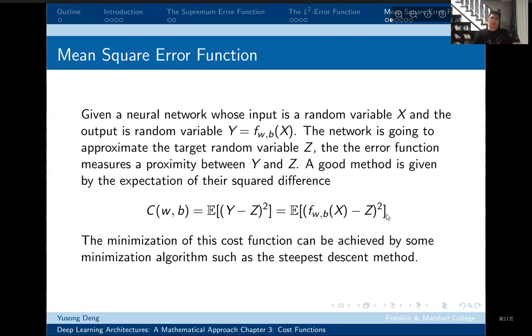And then the minimization of the cost function can be achieved by some minimization algorithms, such as the steepest descent method that we will talk about in chapter 4. We will talk about it later, but for now you need to know that the minimization algorithm may be a little bit different from what we talked about before, the gradient descent method. So it takes a different direction.